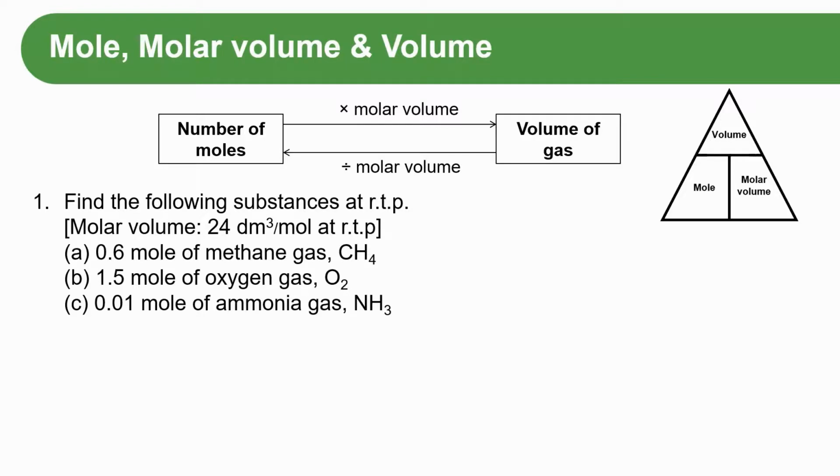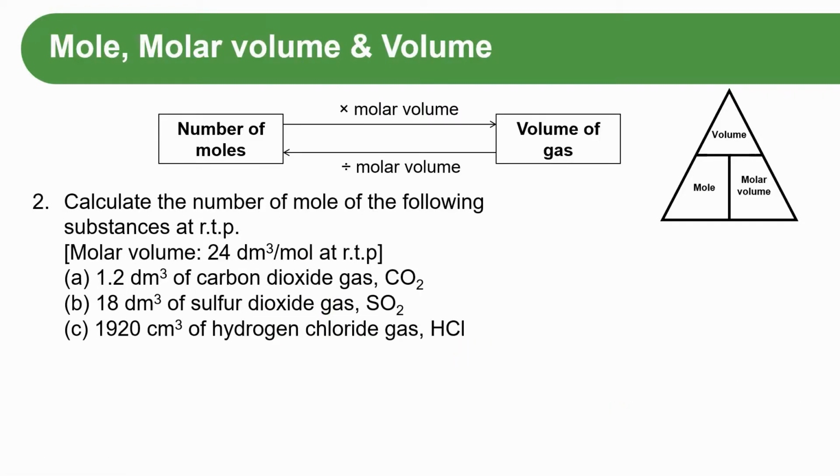Now let's look at some calculations. Now we are given mole, we have to find volume. From mole to volume, we multiply by molar volume, which is 24 at RTP. So I'd like you to pause the video for a while to do the calculations. Alright, please check your answers. Let me say this again. Regardless of what type of gas, every mole of gas will occupy 24 dm cubed. So you just multiply by 24.